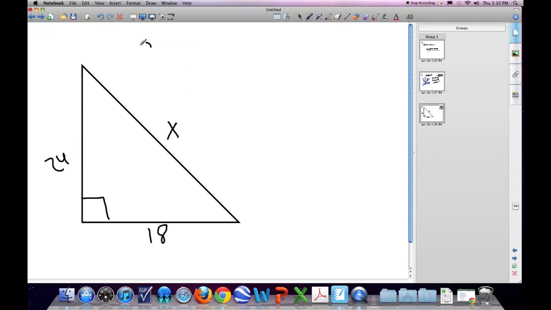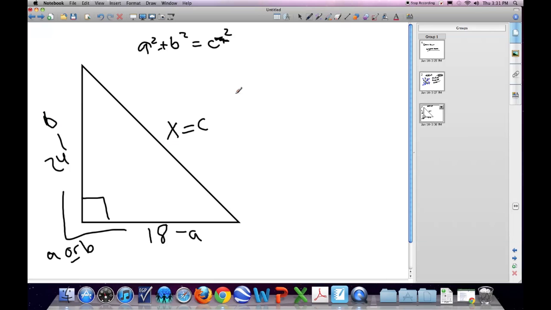So let's write the equation. A squared plus B squared equals C squared. Sorry about my bad 2 there. I don't know if that looks like a 2. That's better. Okay, A squared plus B squared equals C squared. Now we know x is C, and these two can either be A or B. And for the sake of the tutorial, we're going to make this A, make this B.